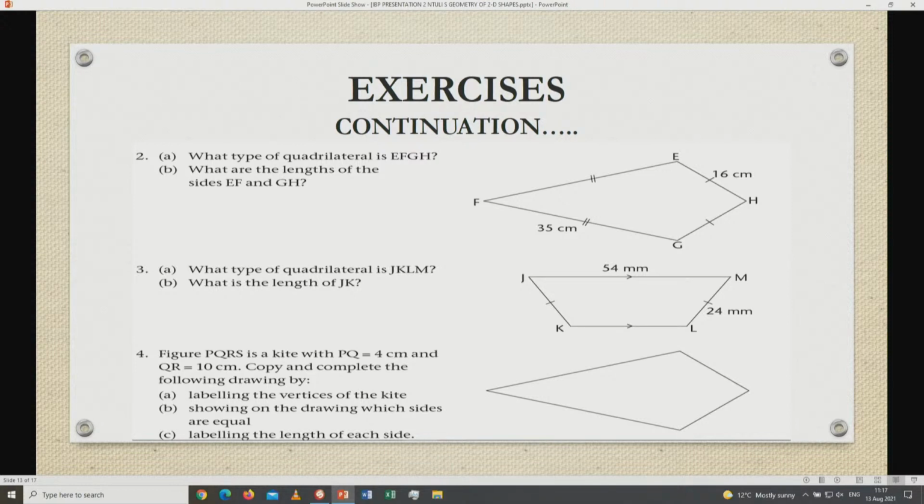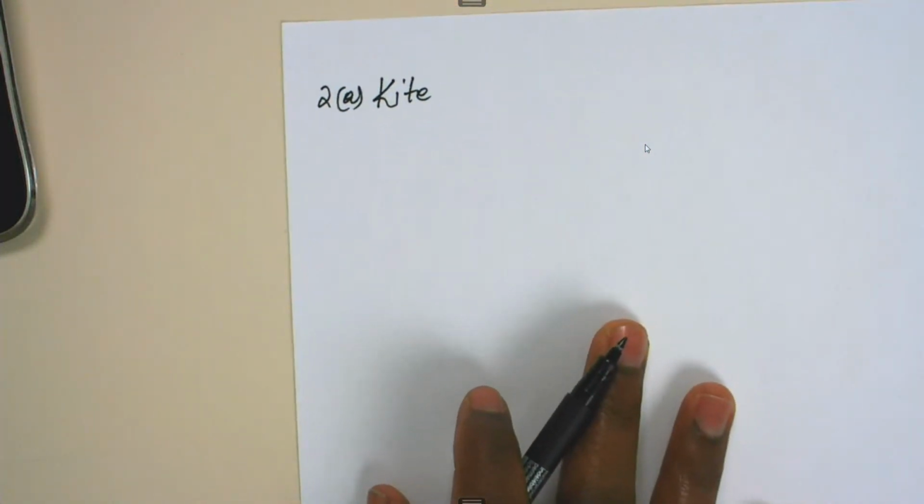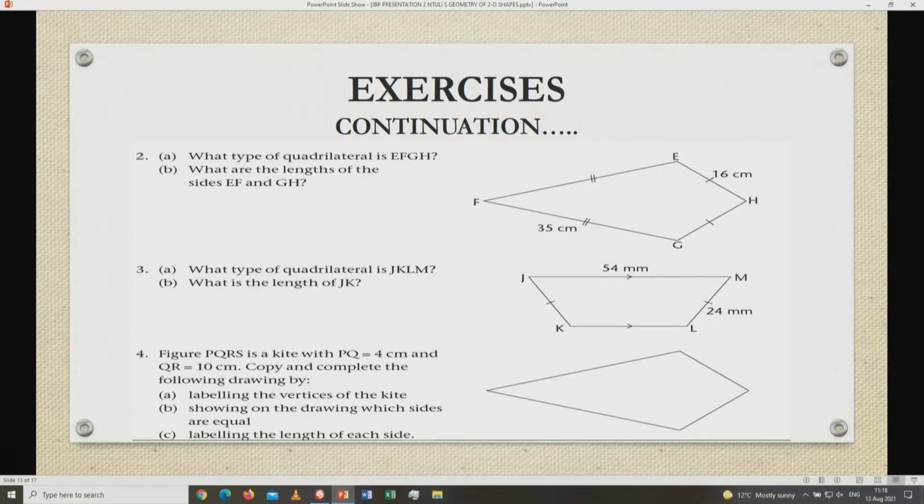Number 2. It says to us here, what type of a quadrilateral is EFGH? EFGH. Study it. Yes. Very correct. I could see you guys are just observing the shape and saying it's a kite. That is correct. It is a kite. I've written it, guys. But now we need to understand the properties.